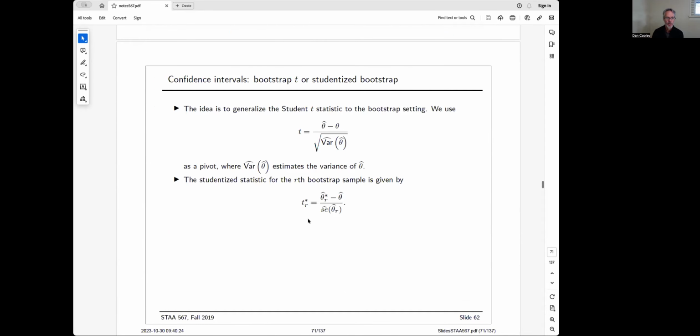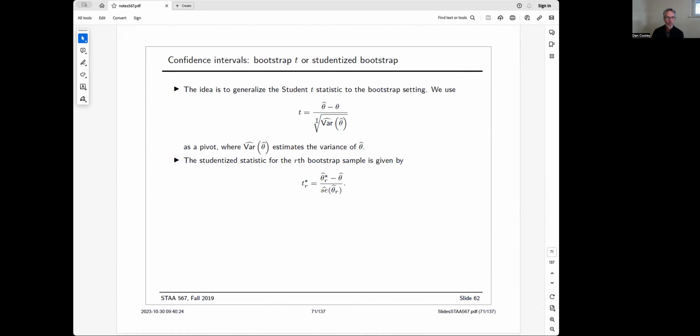And so just like this would be the true T statistic. What we're going to do is get a bootstrapped statistic, which takes our mean estimate from our bootstrap sample, subtracts off the mean estimate from our original sample, and divides by the standard error of our bootstrap sample.